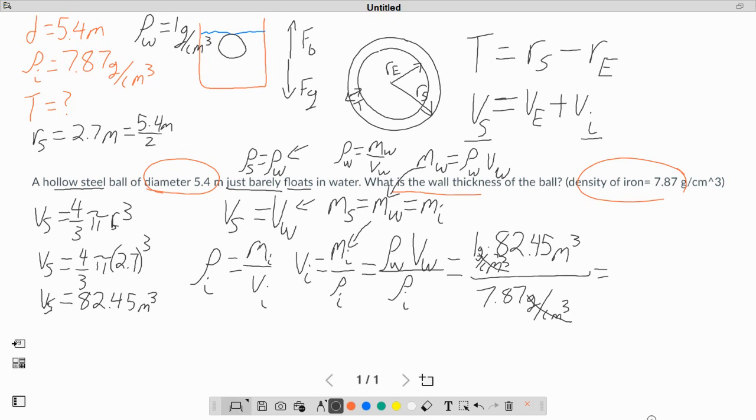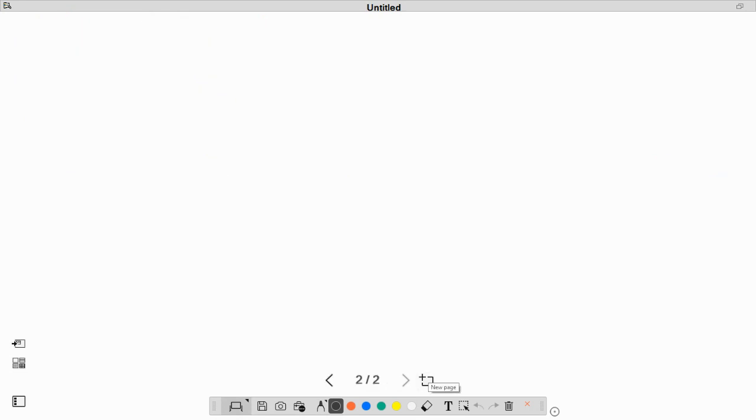And I get the volume of the iron to be just 10.47 meters cubed. Okay, so now that we've done that, we've got our volume of iron. So now let's go ahead and solve this equation. So I'm going to hop over to more screen here.